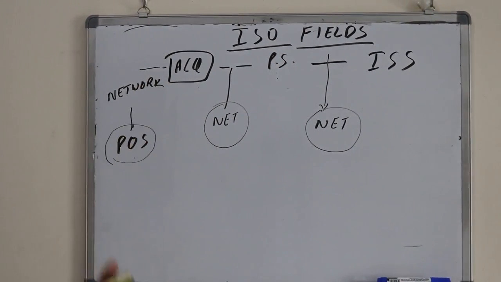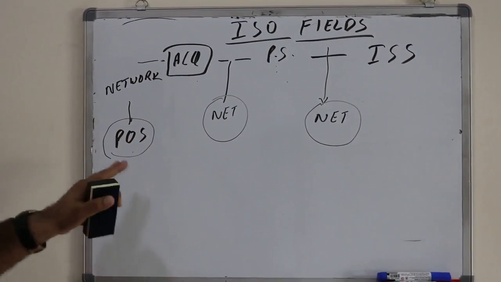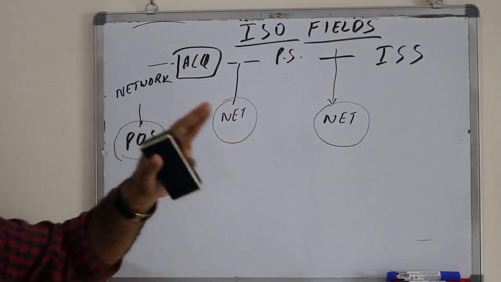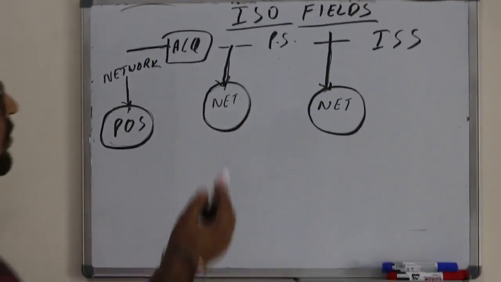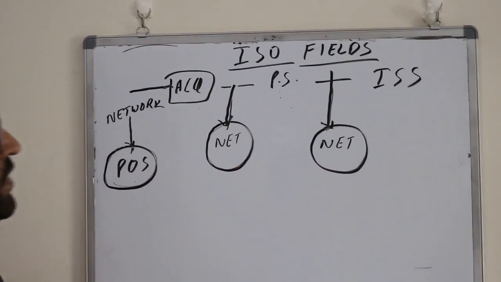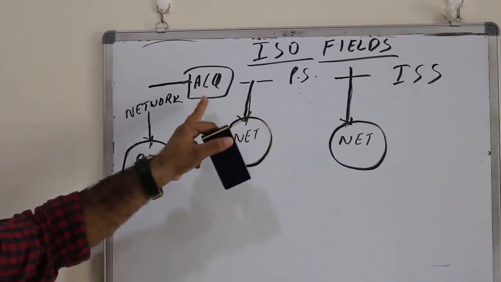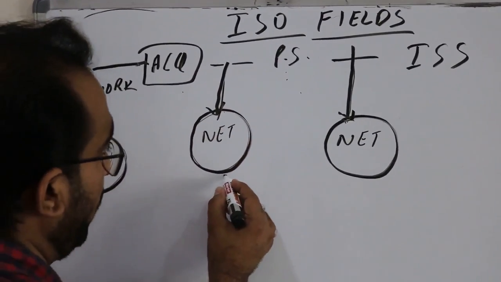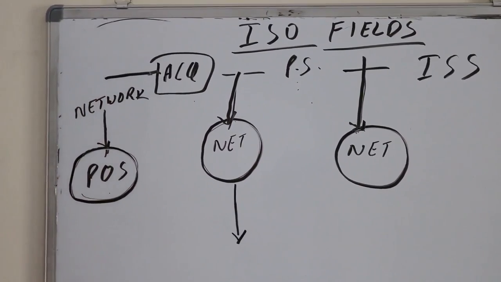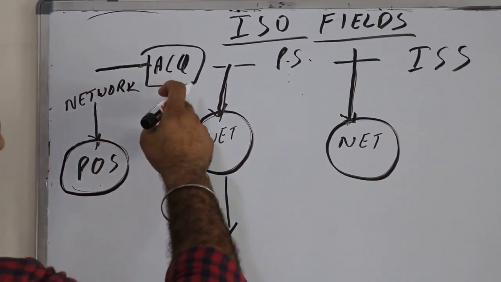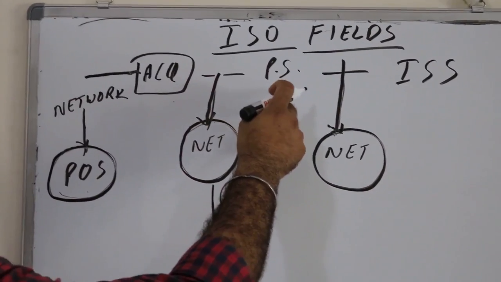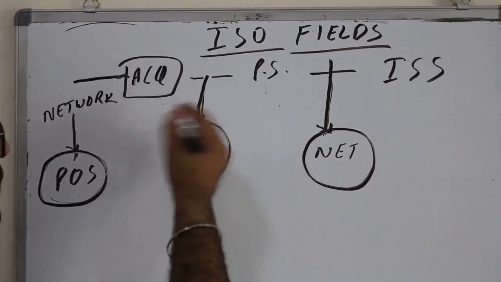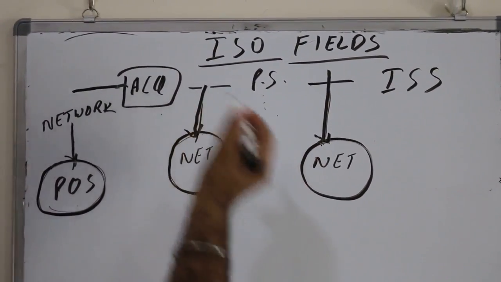So there are some international standard fields which can be used by each of these entities so that they can pass their message to the next layer. Now, one thing we need to understand: when the communication happens between acquirer and payment system, they use one common specification, so that when they are building a message to send it to the payment scheme, they should use a specific format. So this format is exchanged between payment system and acquirer.